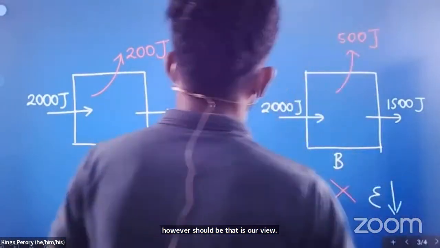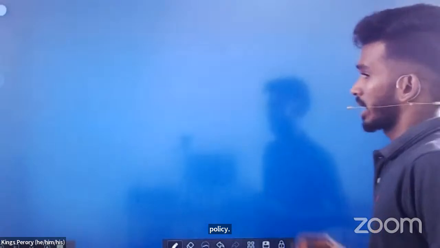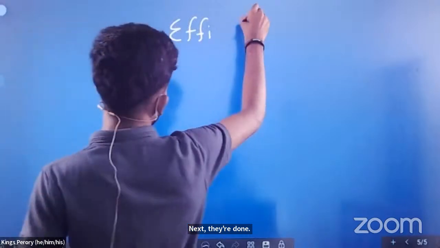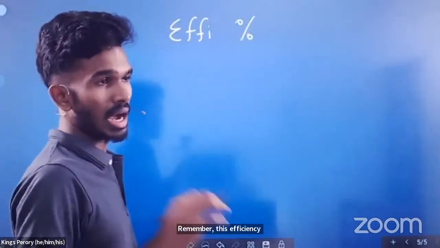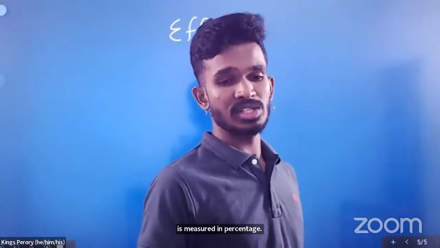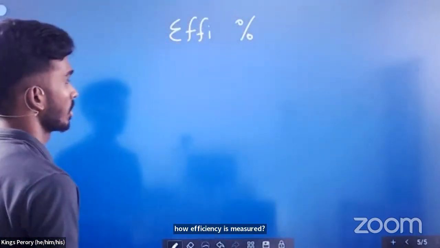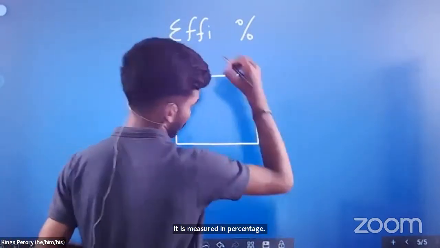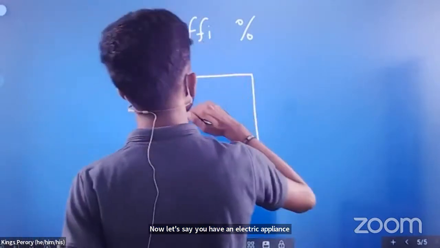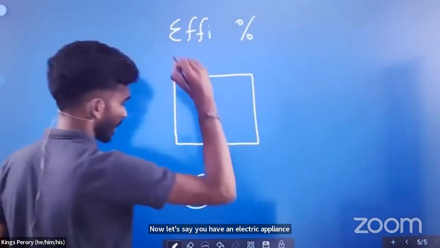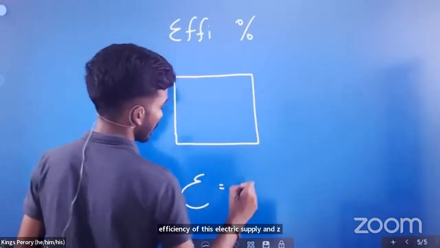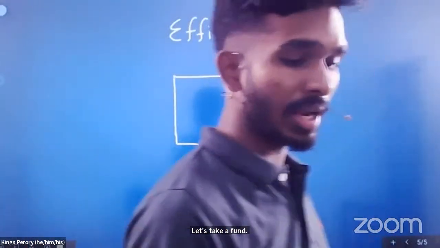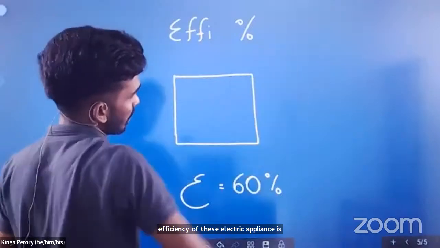Next, listen. Remember, efficiency is measured in percentage. Now let's take an electric appliance. The efficiency of this electric appliance is 60%. What does this 60% mean?